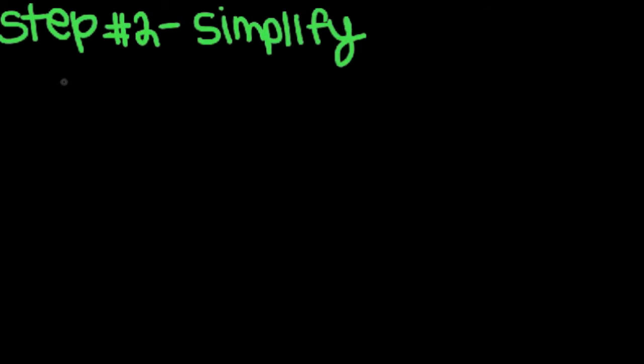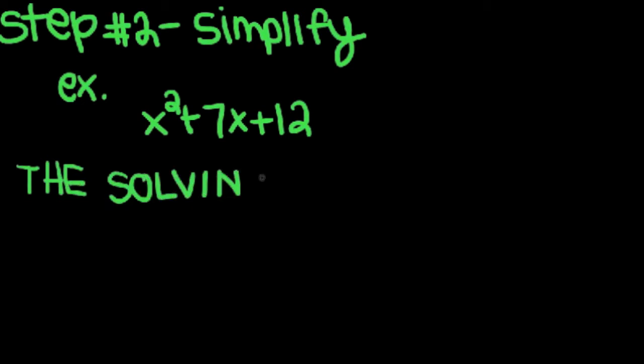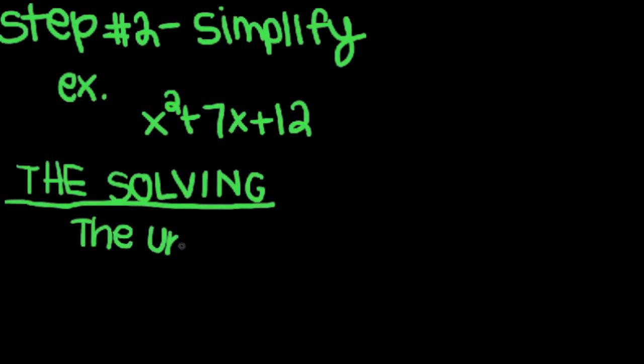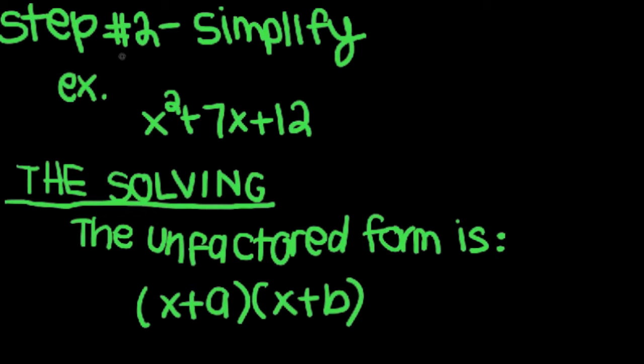The second step of factoring is simplifying. The idea behind factoring is to simplify. Our example is x squared plus 7x plus 12. Now how do we solve? First, let's show the unfactored form. This is our answer, x plus a and x plus b. That is a factored equation.